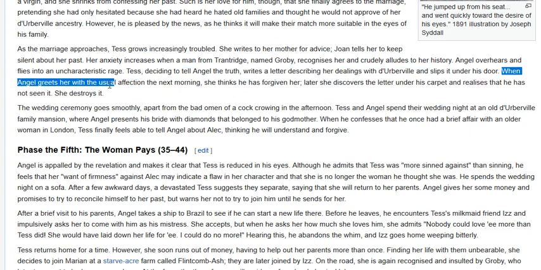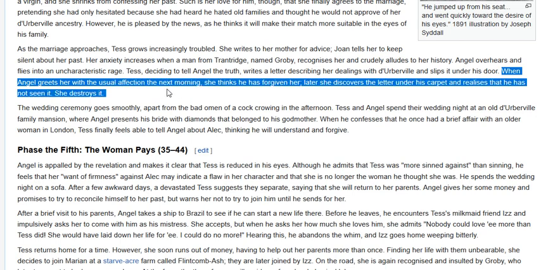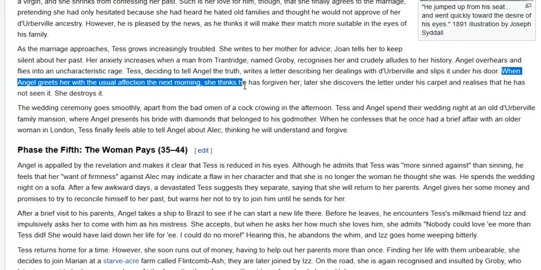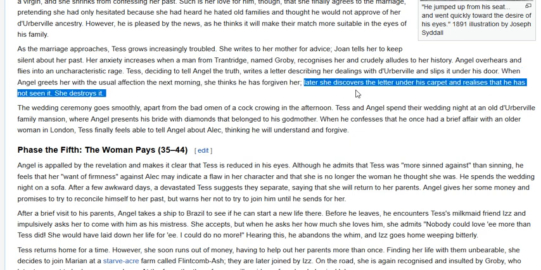When Angel greets her with the usual affection the next morning, she thinks he has forgiven her, thinking that he read the letter. But unfortunately, Angel did not read the letter. Later, she discovers the letter under his carpet and realizes that he has not seen it. She destroys it.